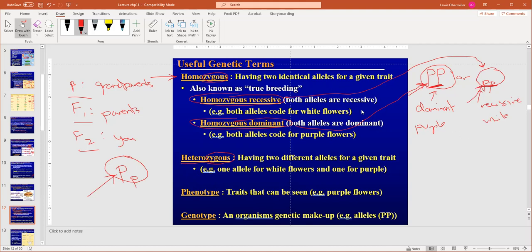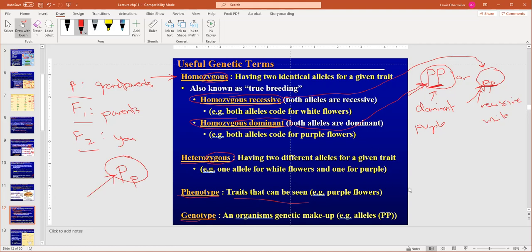And that's how geneticists talk. That saves us from having to write all this stuff out. So it's even easier than what we were doing before, which was super busy. And then the other terms that you need to know are phenotype. That's what you see, right? Like purple flowers, brown hair, blue eyes. That's a phenotype. The genotype is what genes cause that.